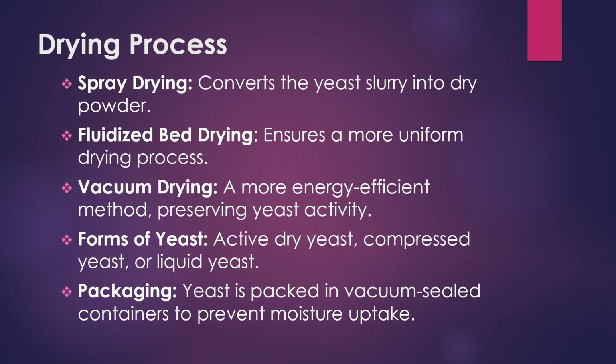Drying process. In the drying process, there are three types of drying: spray drying, fluidized bed drying, and vacuum drying. Spray drying converts the yeast slurry into dry powder. Fluidized bed drying ensures a more uniform drying process. Vacuum drying is a more energy efficient method and preserves yeast activity.